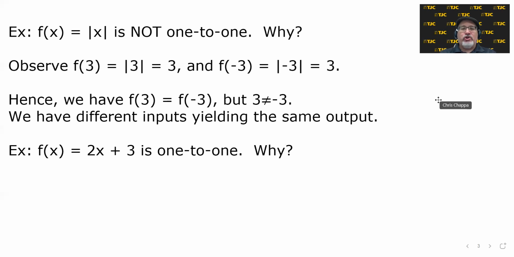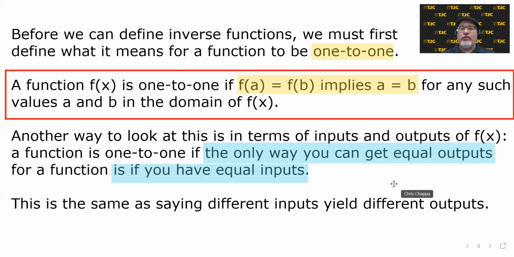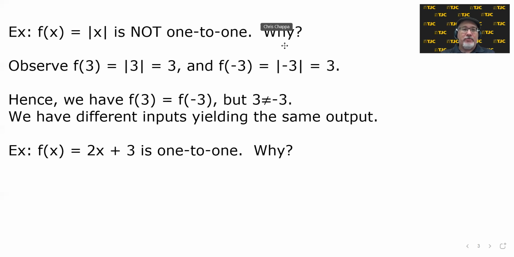It's a little bit trickier to show a function is 1 to 1. For example, f of x equals 2x plus 3 is 1 to 1. Why? Well, we're going to use the original definition in the red box that f of a equals f of b implies a equals b. In other words, we're going to start with f of a equals f of b and wind up with a equals b by doing some legit algebra moves.